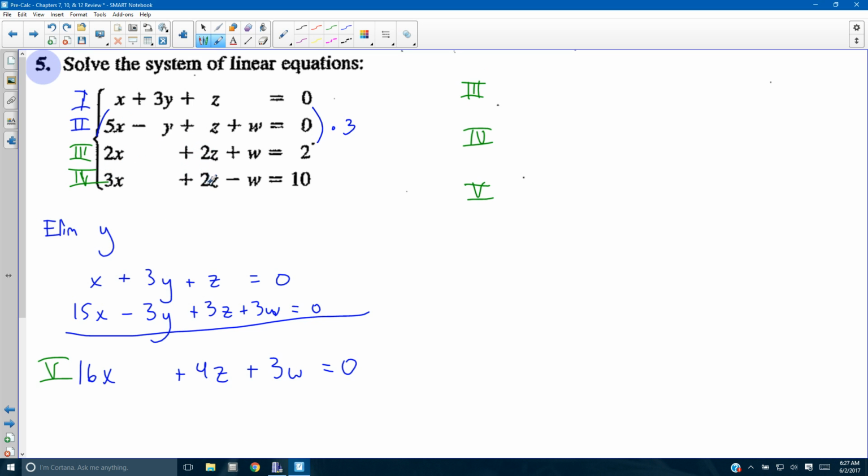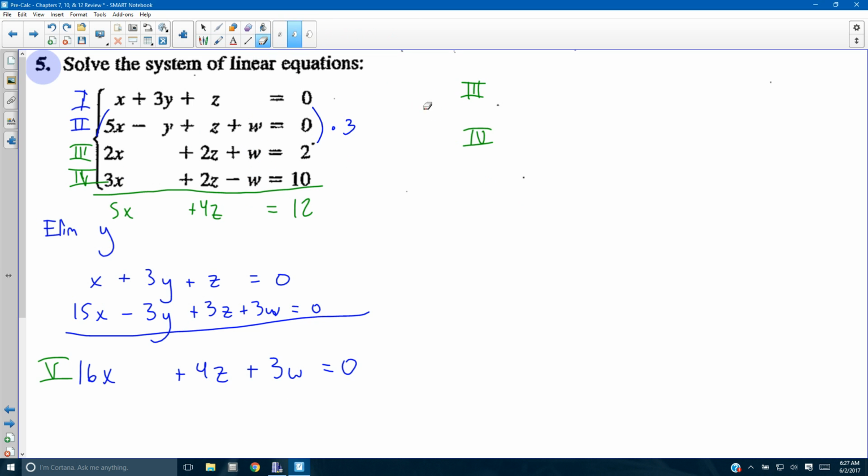Eliminating z actually wouldn't be too bad of an issue right here. However, because these w's are already lined up to eliminate immediately, I'm going to look to eliminate the negative w and the positive 3w here. So let me start with, instead of equation 5, equations 3 and 4. Let's add these down straight up, and I'll get 5x plus 4z equals 12 because the w's cancel.